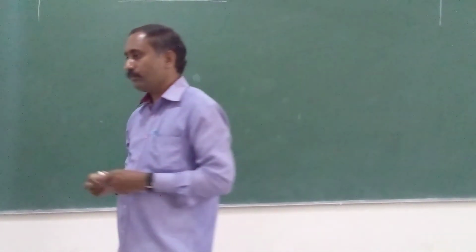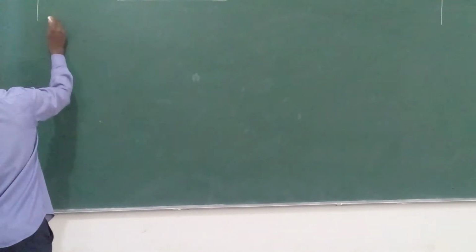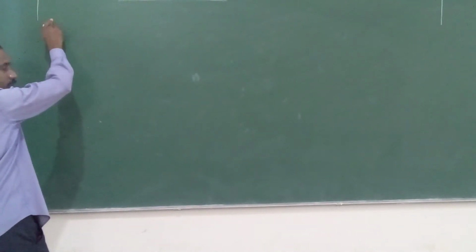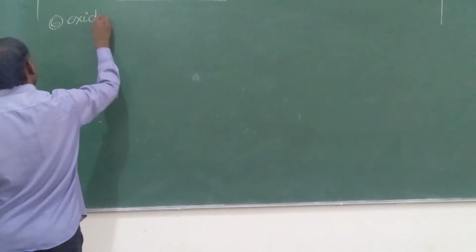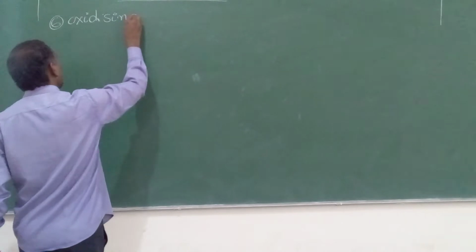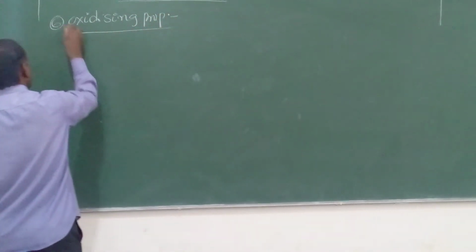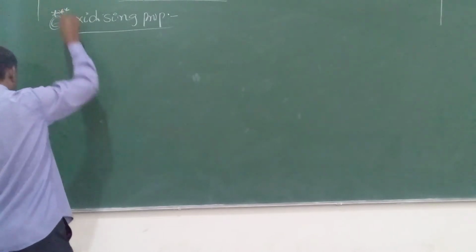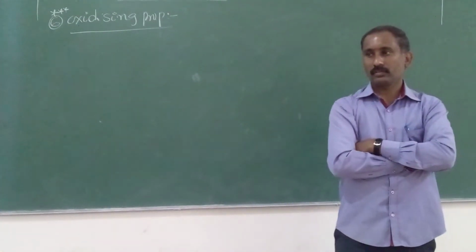Next, very important properties. Oxidizing properties. I think property number 6. Oxidizing properties. Most important. Write in your running notes. Very important, please. Oxidizing properties, write down.